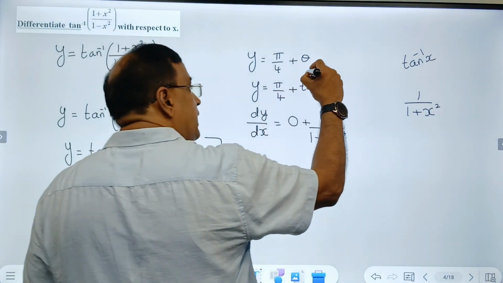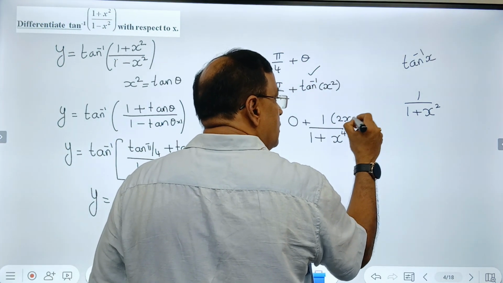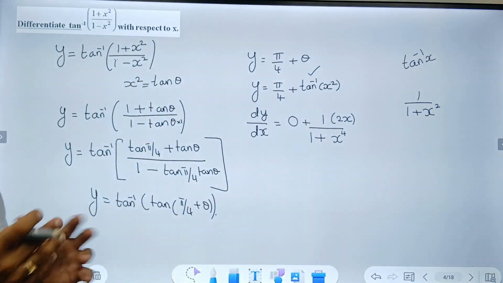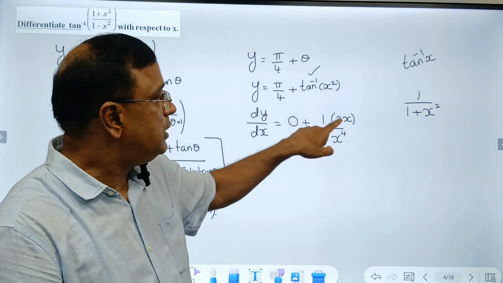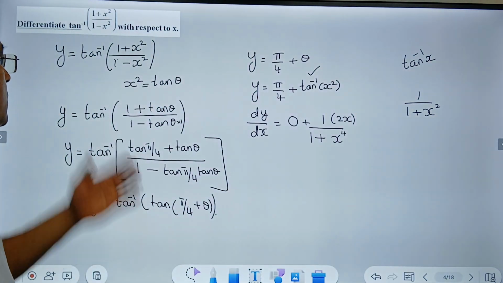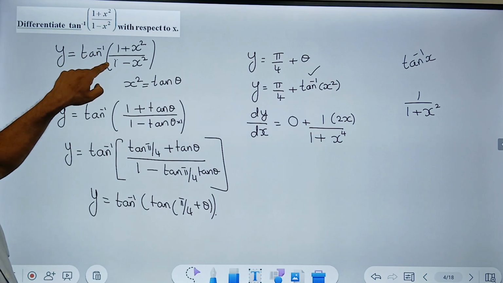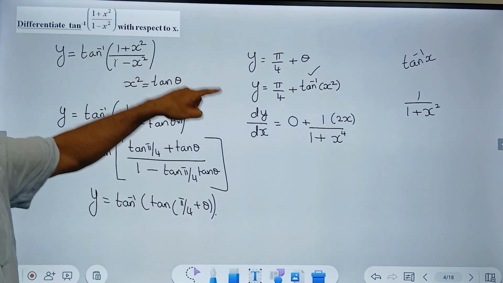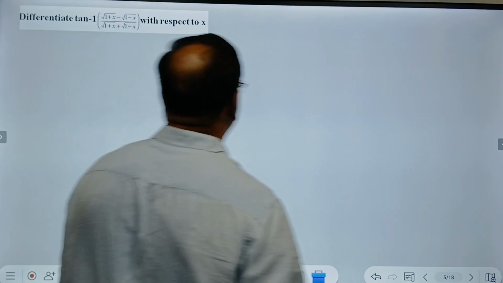After differentiating tan inverse by chain rule, differentiation of x square will be 2x. I hope you know chain rule, okay? So 1 by 1 plus x power 4 into 2x. So finally you can write 2x by 1 plus x power 4. Very simple question, but if you try to differentiate directly, it gets complicated. Always reduce it to the simplest form before differentiating for the inverse trigonometry.